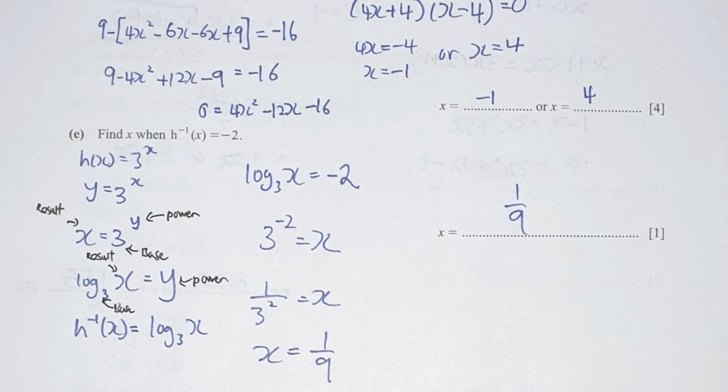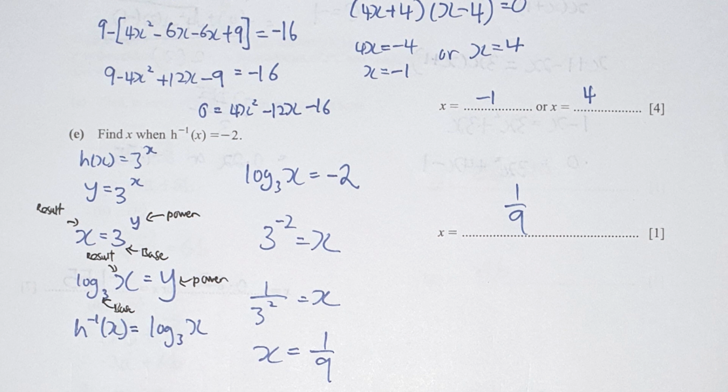Part E, find x when h inverse is negative 2. So as per usual, I write down function h equals 3 to the power of x. Change function h into y. Swap them, then you have x equals 3 to the power of y. So your objective is to make y the subject.